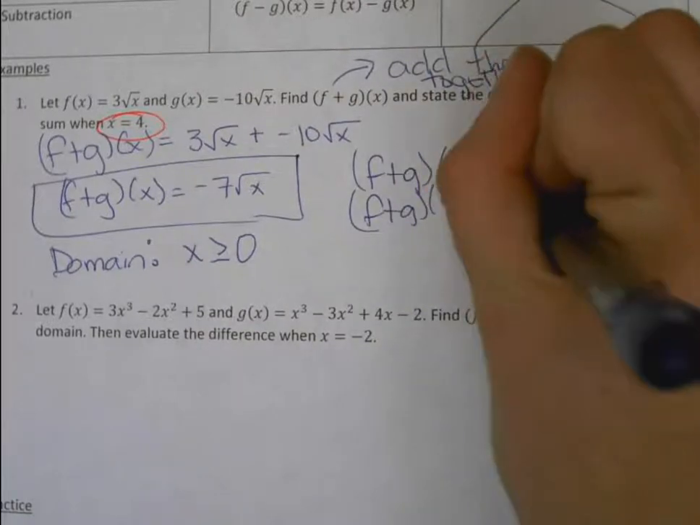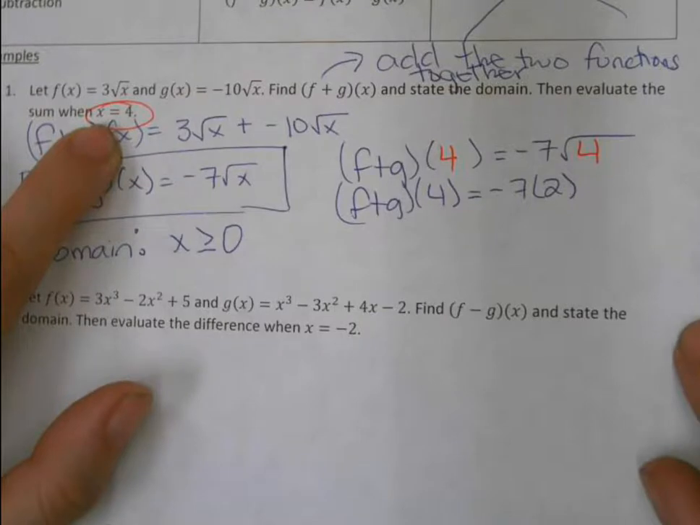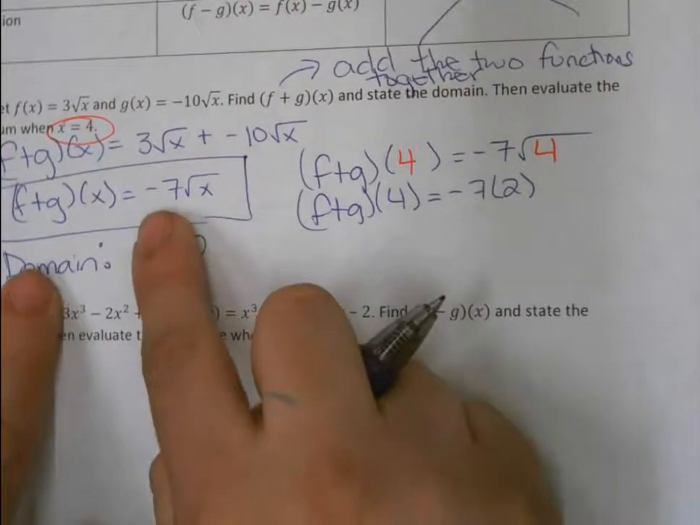Wait, for the negative 7 and 4? The problem told me the 4. See, I circled it right here. And the 7 came from when I got this equation. Yeah, okay.